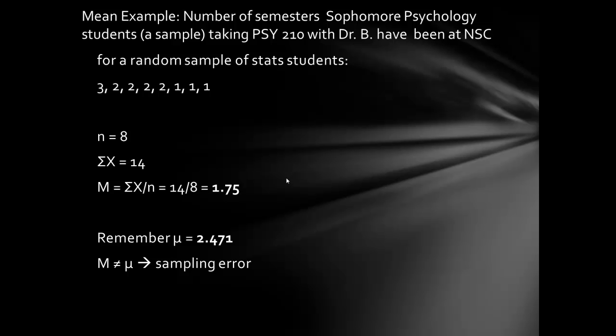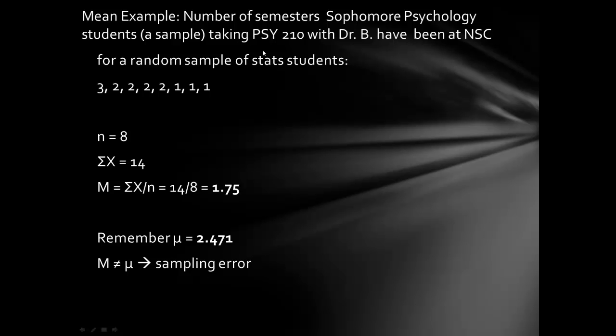Now, this is the population mean from before, the 2.471. And these two don't add up, so we have some serious sampling error going on here. Now, part of this sampling error could just be due to random chance.